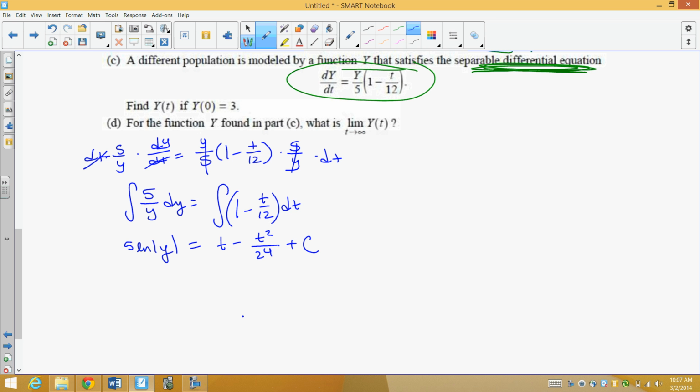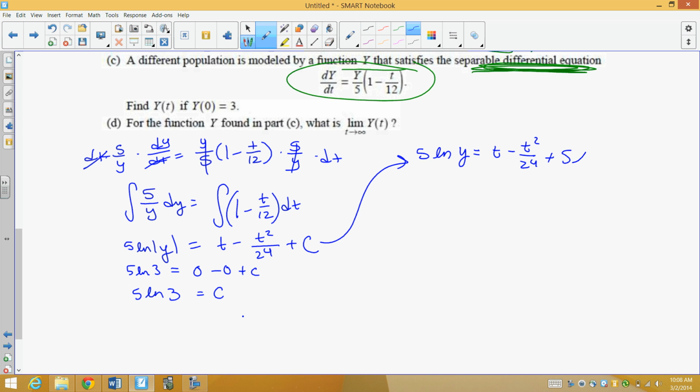And then if y of 0 equals 3, I'm going to solve for c. I'm plugging in 0 for t and 3 for y. So we have 5 ln 3 equals 0 minus 0 plus c. So c is 5 ln 3. So 5 ln y, I don't need the absolute value anymore because y was a positive 3 to begin with, so I can drop that. Equals t minus t squared over 24 plus 5 ln 3.